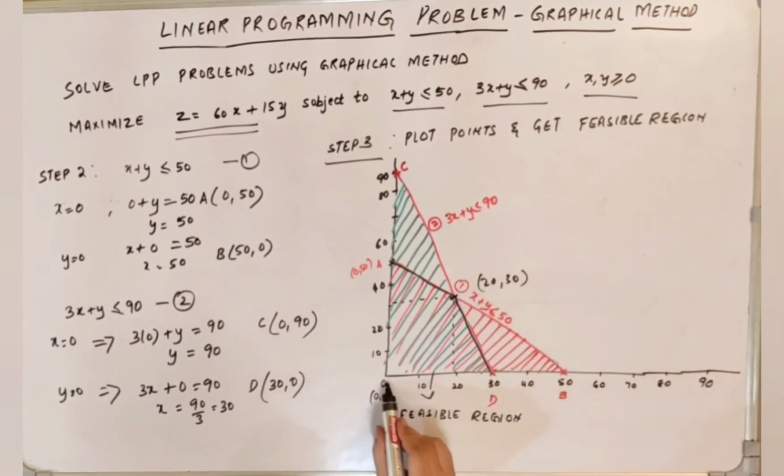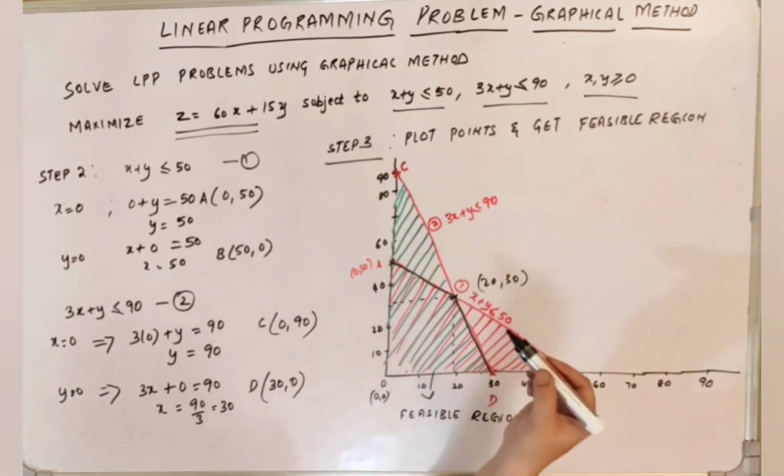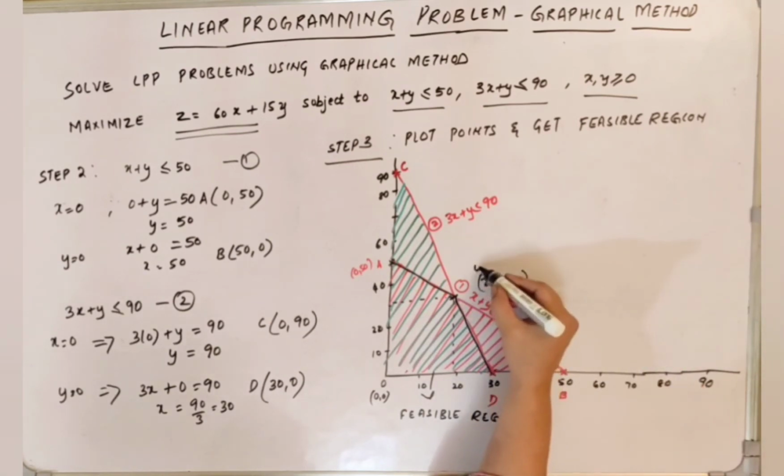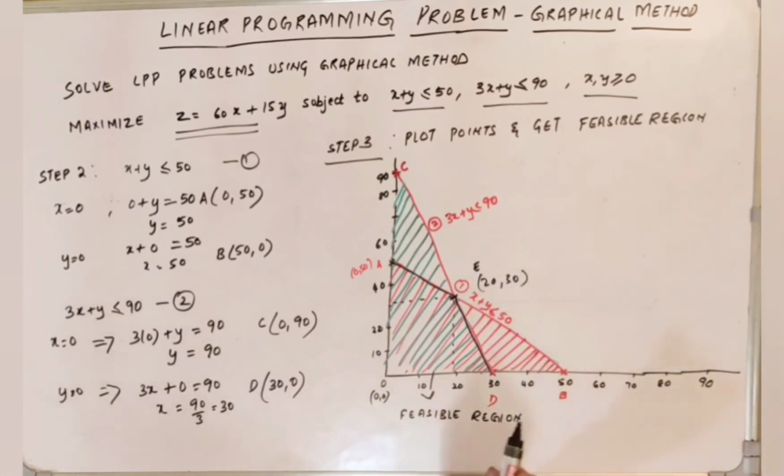The point is 20, 30. 20 on the x-axis and 30 on the y-axis. So this is our point. Let's name it as E. Now we have three corner points, A, E, and D.